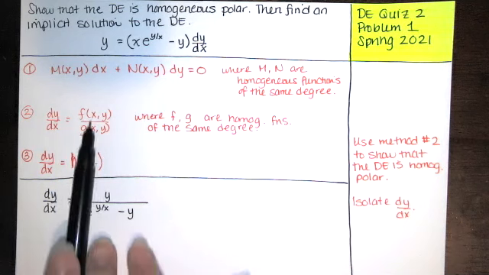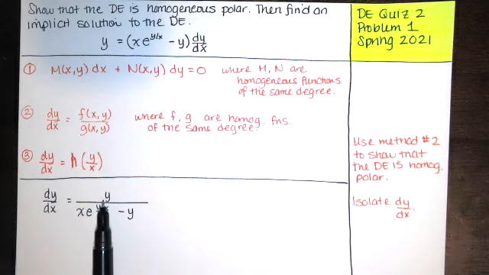So if I'm thinking of this as a quotient now, f of x, y is this function, and g of x and y is this function.